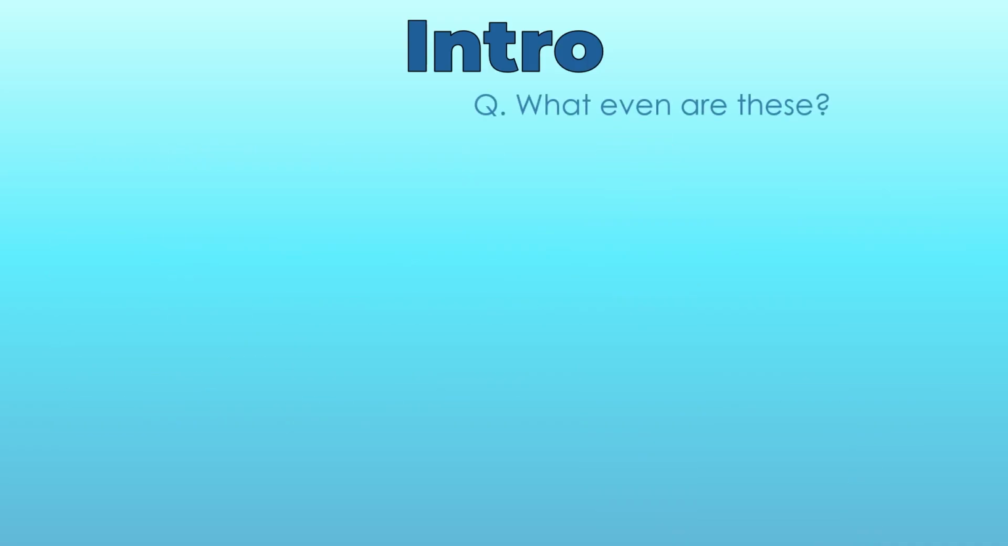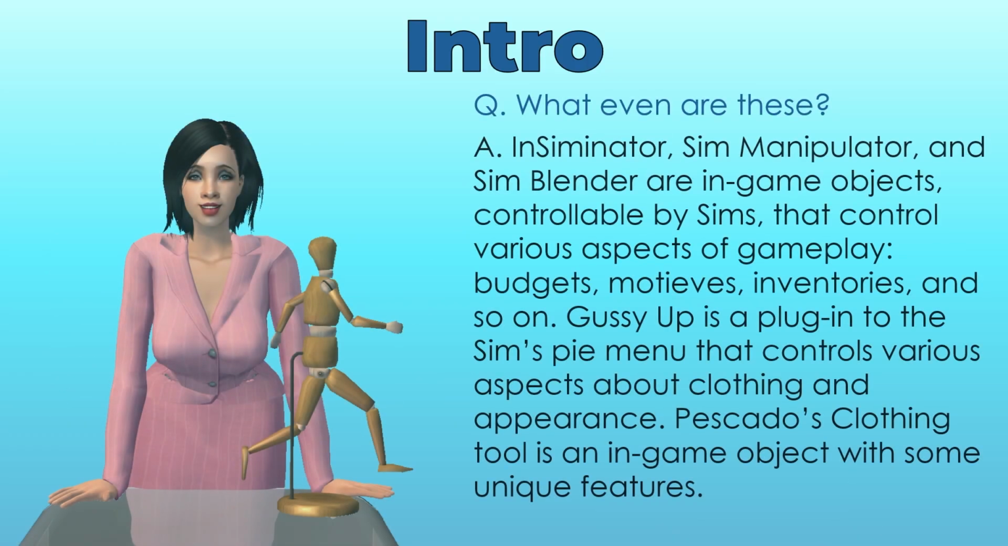What even are these? SimManipulator, InSimenator, and SimBlender are in-game objects controllable by the sim, and they control various aspects of gameplay, budgets, motives, inventories, and so on. Gussy Up is a plugin to the Sim's Pie menu that controls various aspects of clothing and appearance. And Pescado's clothing tool is a category by itself. It is an in-game tool that lets you control how a sim dresses and how a sim appears.